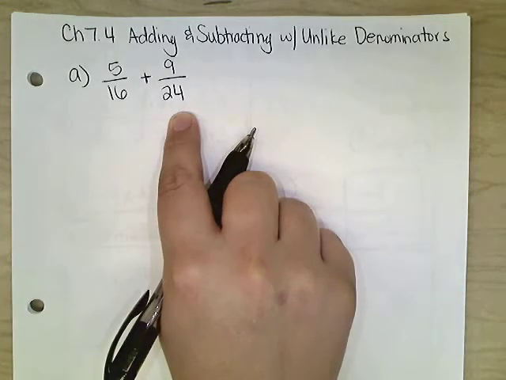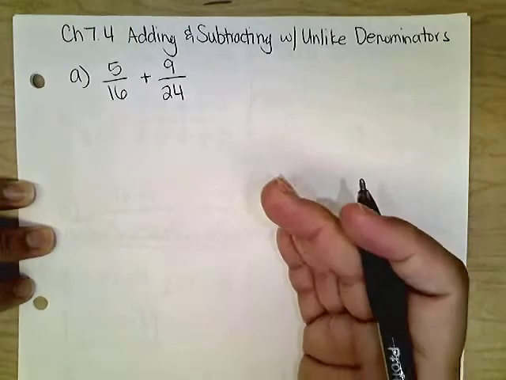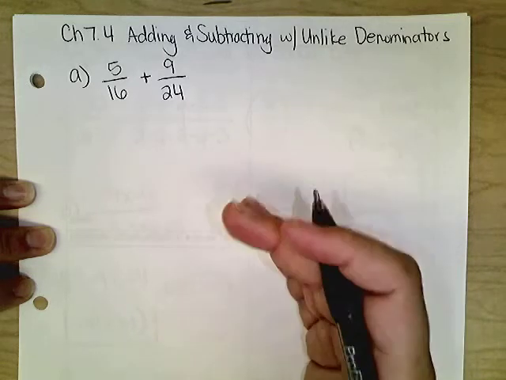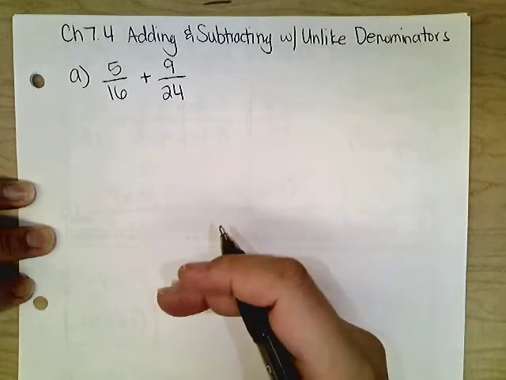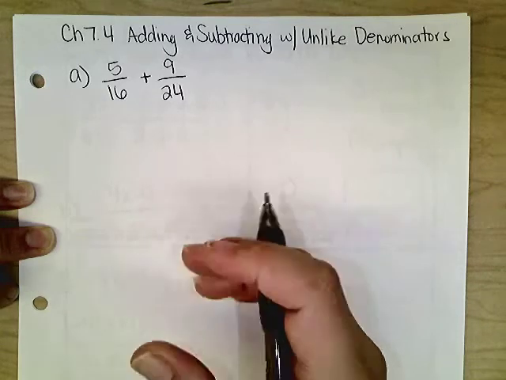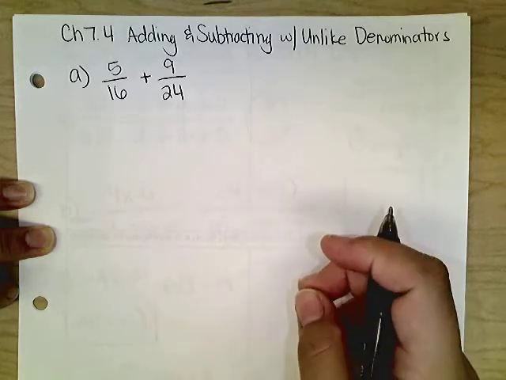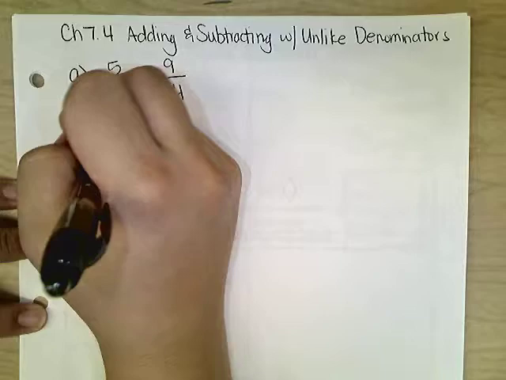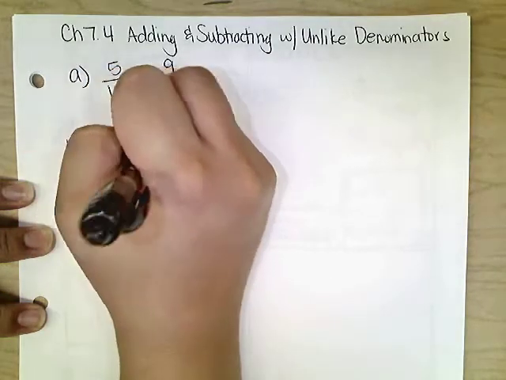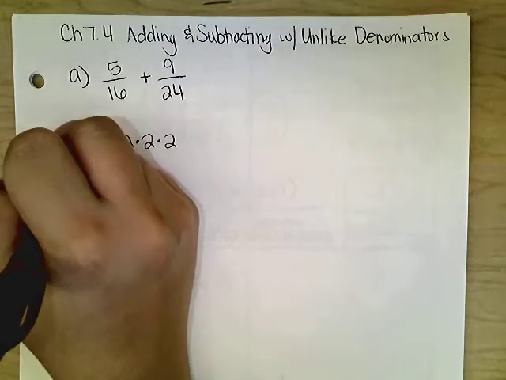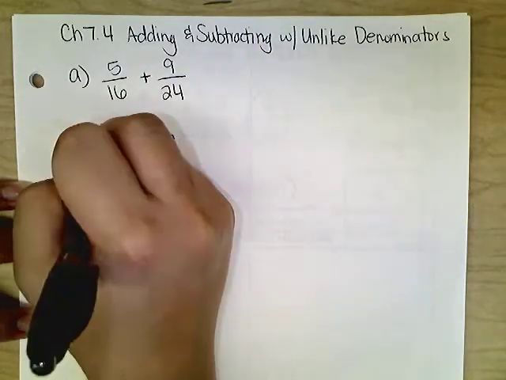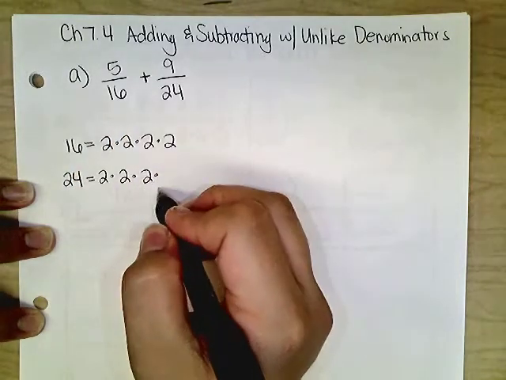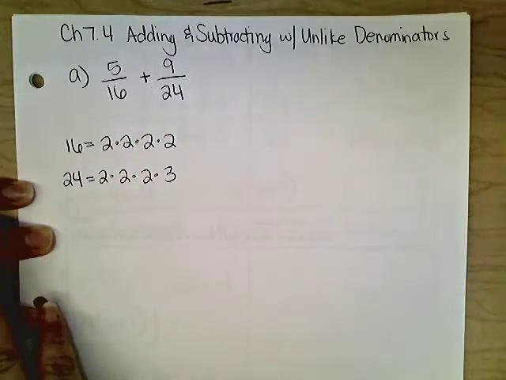Now, there's a couple different ways to do this. The way that I like is by factoring it, and then once you factor each of the numbers completely, you find out what they have in common and then what's left over. So, for instance, 16 can be written as 2 times 2 times 2 times 2. 24 can be written as 2 times 2 times 2 times 3.